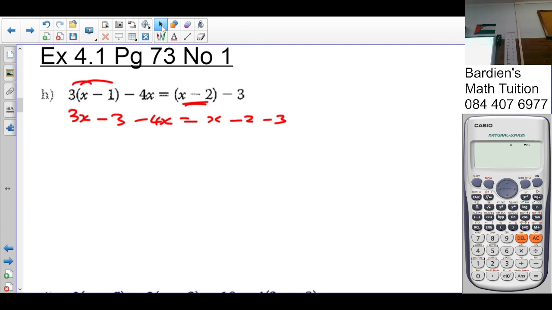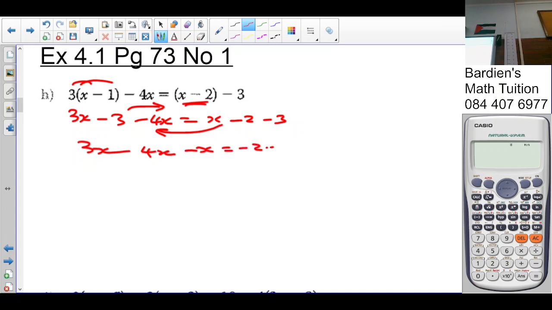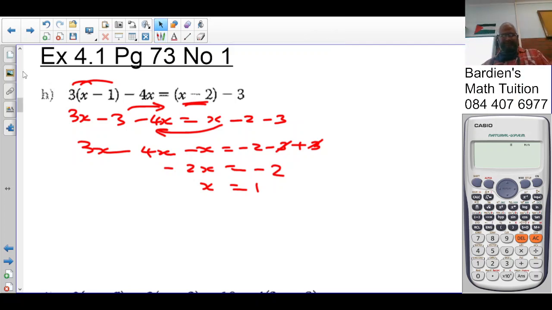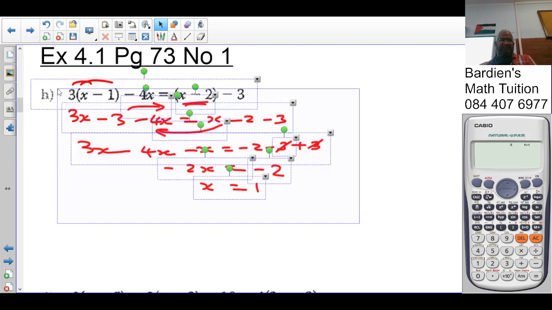So, since there's nothing binding that bracket, I can drop the brackets at this point. Of course, x is one side, numbers the other side. So it's going to be 3x minus 4x minus x is equal to minus 2 minus 3 plus 3. That's going to give us 3x minus 4x negative x, minus x negative 2x. Minus 5 plus 3 is negative 2. So x is equal to 1. You all agree with that? Is that correct? Right. Make sure that I'm right, no?